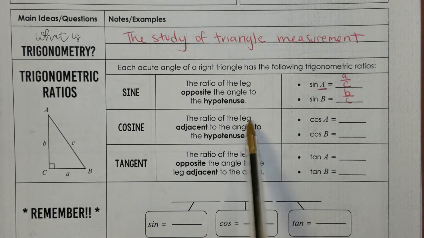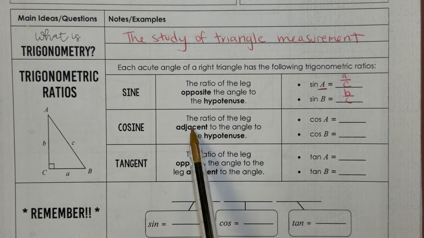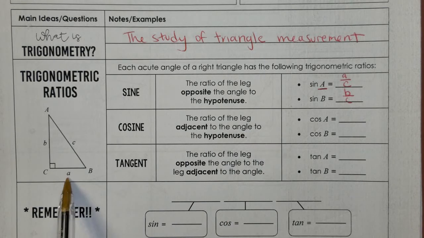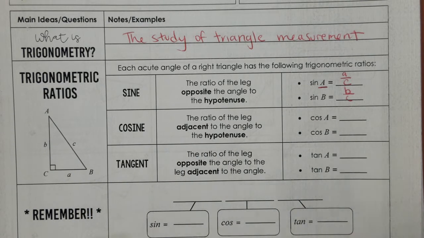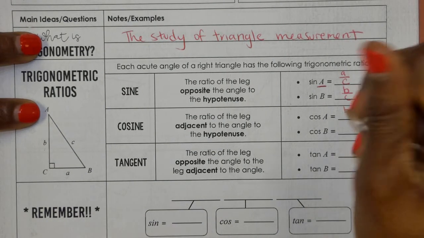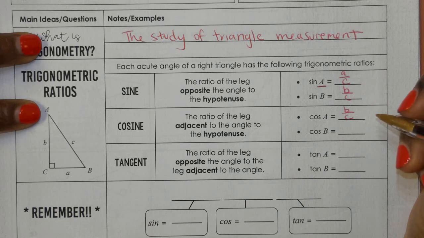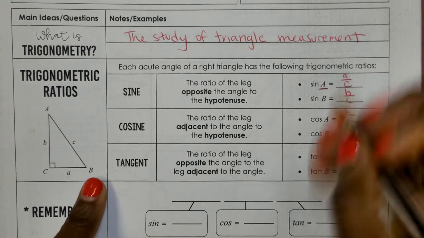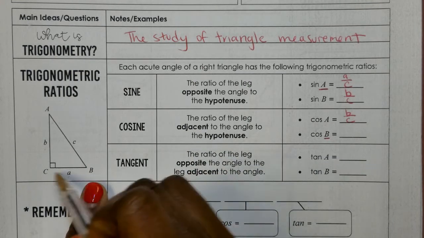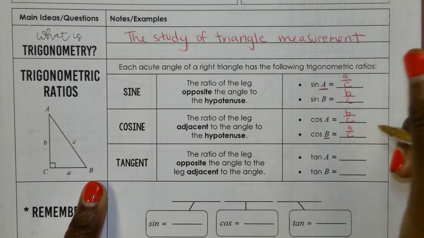Cosine is the ratio of the adjacent leg, a leg next to the angle, to the hypotenuse. Not the hypotenuse itself, because it's a leg. Remember, the two legs of the triangle are little a and little b. The adjacent leg is the leg next to angle A. So with angle A as the reference, the leg next to it is side b, and the hypotenuse is still c. If we're looking at B as our reference angle, the side next to that is a, that's the adjacent side, and the hypotenuse is c.